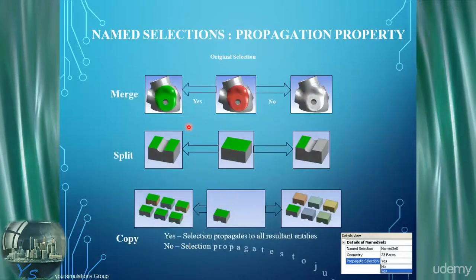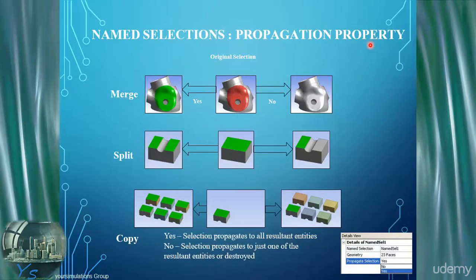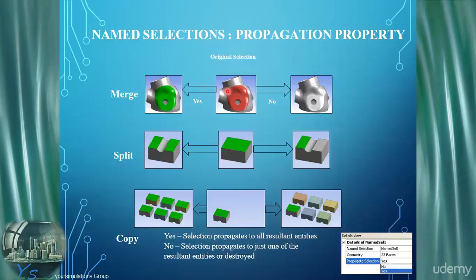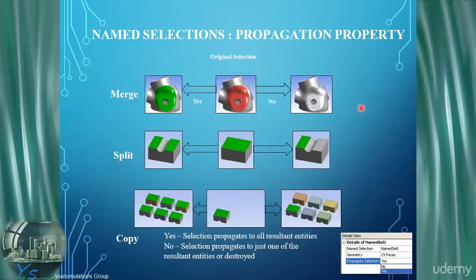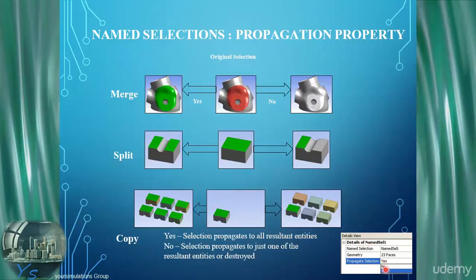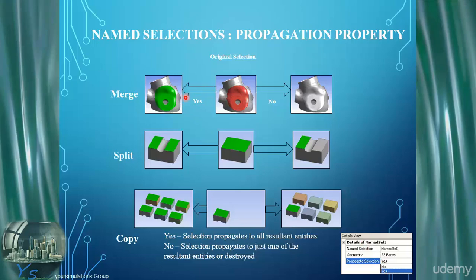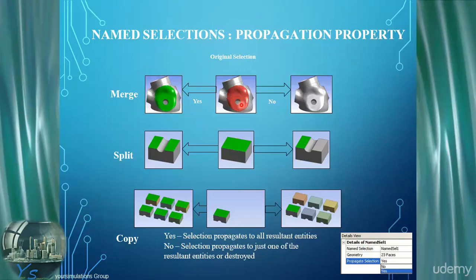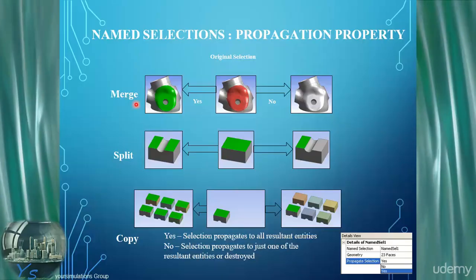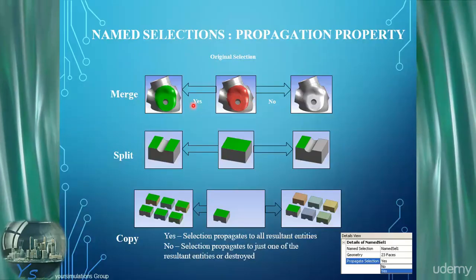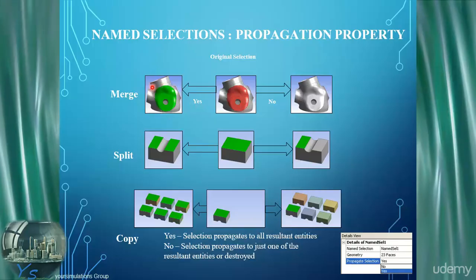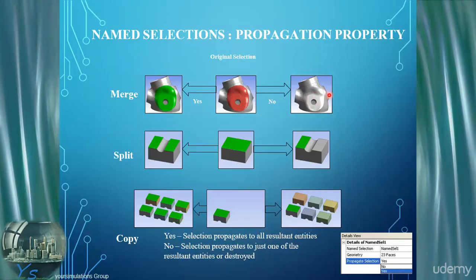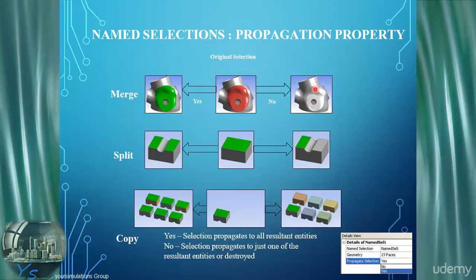So here are some examples of the propagation of name selections. Here we can see we performed a merge operation on these faces, and if we select yes for the propagation of the name selection, it will propagate out to all of the merged faces. So it will start from the original face set and move to a single face set, so that the name selection is retained as far as the zone, the faces that it covers on the body. Here we can see that it's not, so there's no name selection after the merge operation.